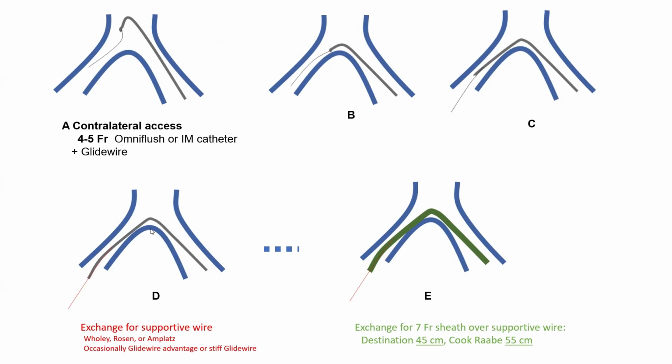And the way you do your crossover sheath, you put through that catheter, let's say the OmniFlash or IM catheter, you put through it a stiffer wire, such as Rosen or Amplatz wire, and then you advance a 7 French sheath. You typically need a 7 French to treat a perforation. You put a crossover 7 French sheath, such as destination sheath or Cook 55 centimeter sheath.